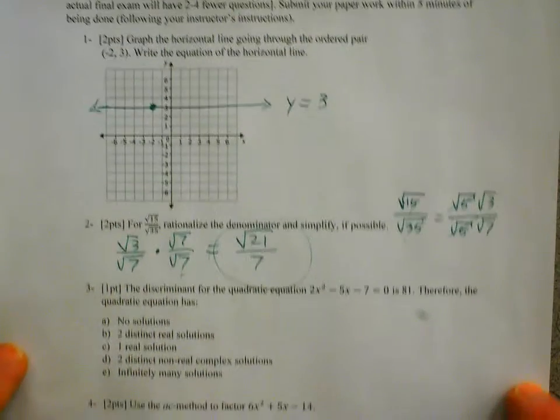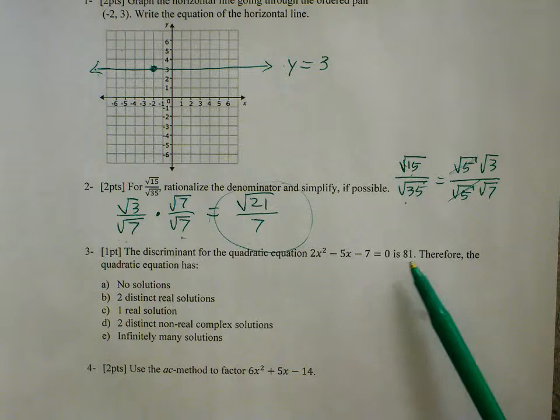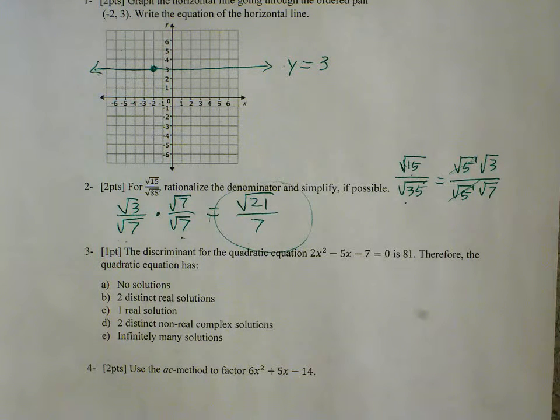The next problem, number 3: the discriminant for the quadratic equation 2x squared minus 5x minus 7 equals 0 is 81. Hopefully we know automatically how to classify the solutions. This one is multiple choice. The first choice, part A, no solutions. Part B, 2 distinct real solutions. Part C, 1 real solution. Part D, 2 distinct non-real complex solutions. And part E, infinitely many solutions.